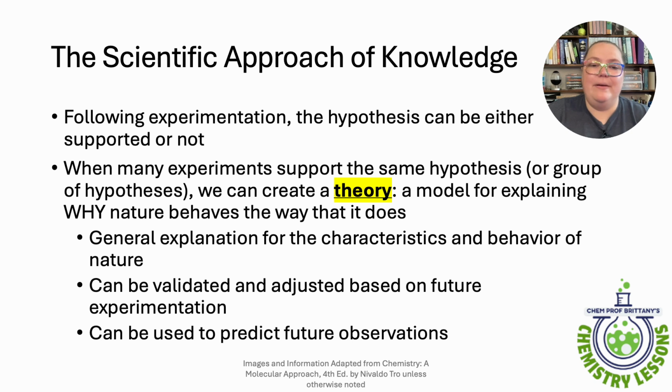And once we have many experiments that support the same hypothesis or group of hypotheses, we can create a theory, which is a model for explaining why nature behaves the way that it does. It is a general explanation for the characteristics and behavior of nature. It can be validated and adjusted based on future experimentation and can be used to predict future observations.